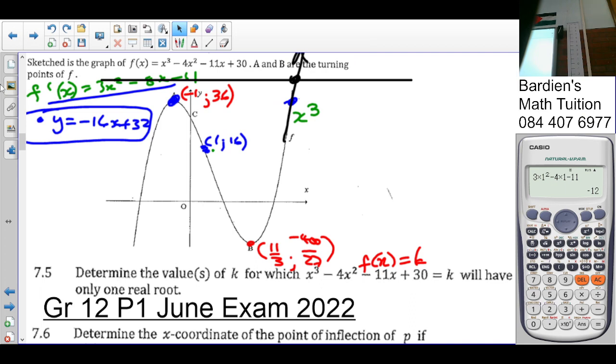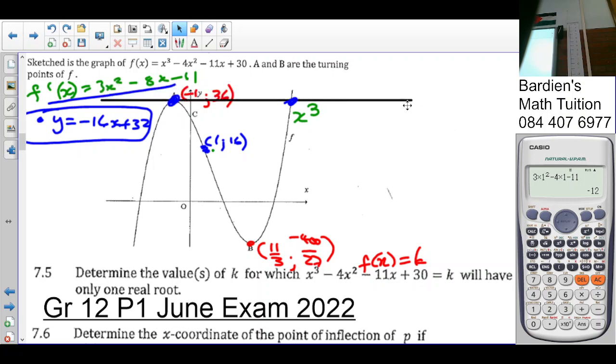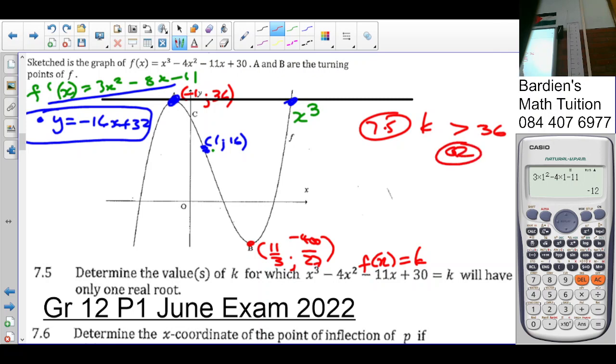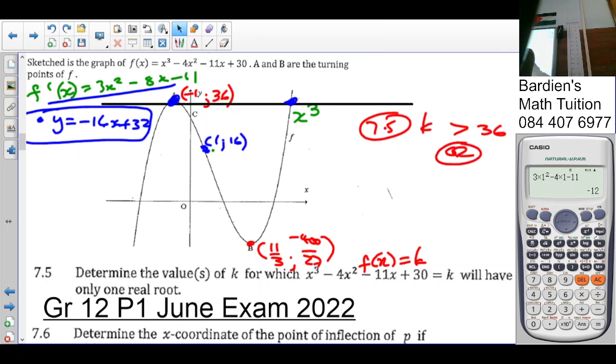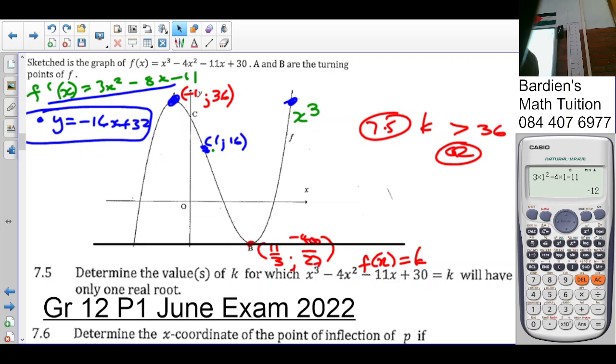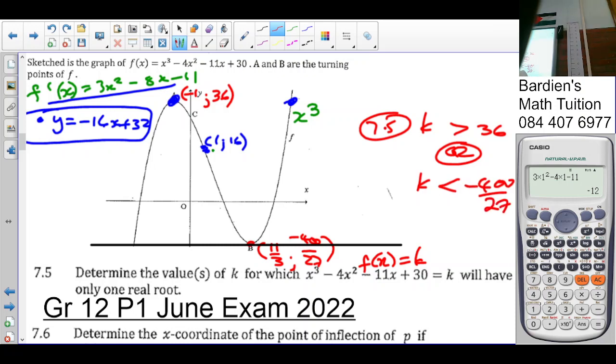Okay? So in other words, if you're going to see where it's going to cut once, it's any value more than this current y value here, which is 36. So in other words, k must be greater than 36. Or, look at the side here, it cuts thrice, three times. At this point here is twice. Anything lower than that, it will cut once. So it will cut once for k less than negative 400 over 27. Okay? That's that question.